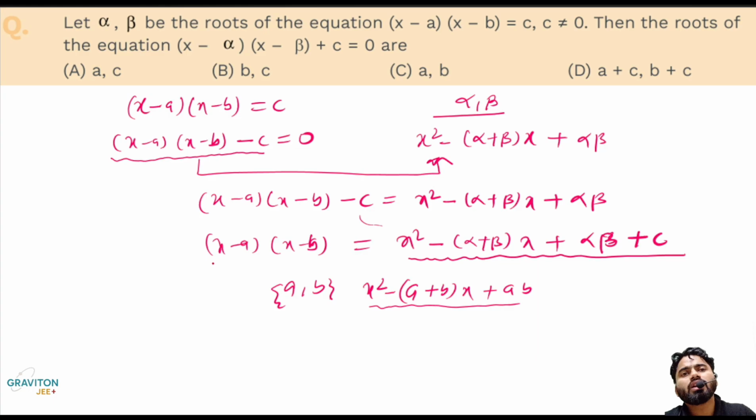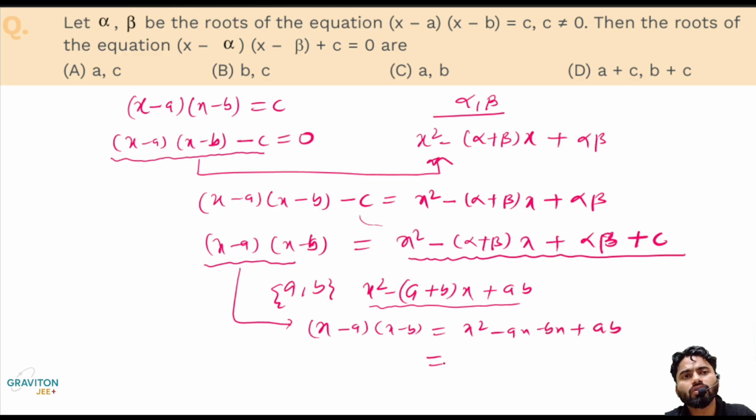So here, what will this term be? x minus a into x minus b. This will be x square minus ax minus bx plus a into b. So this will be x square minus (a plus b) into x plus a into b.